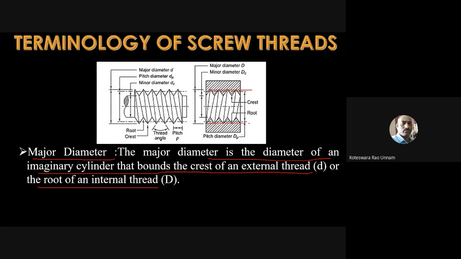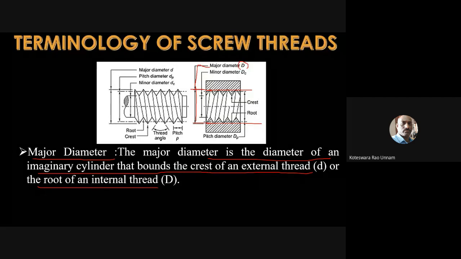So two sides you need to take this distance. You can see that the same thing is shown here. This we'll call a major diameter. For an internal thread, it is denoted by capital D. That's what is shown here.